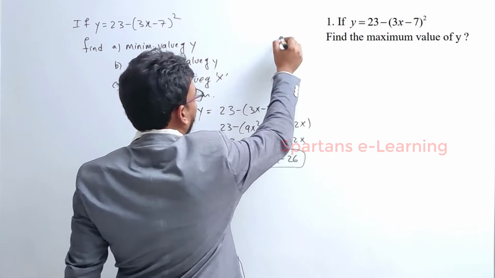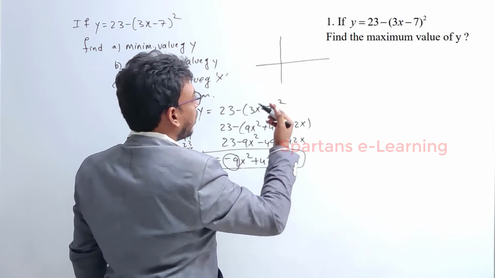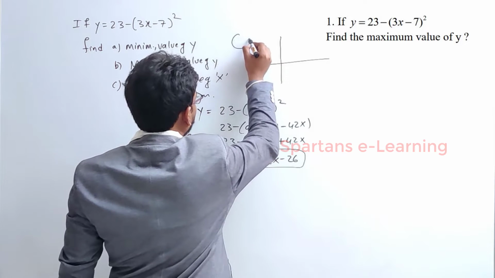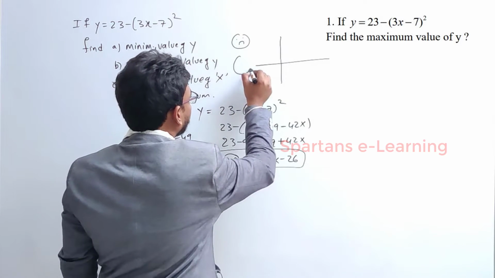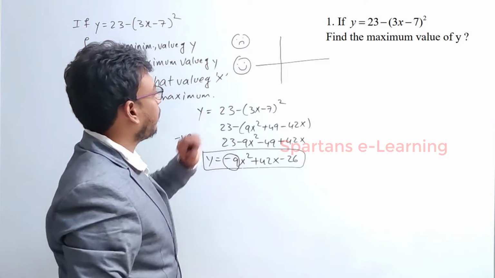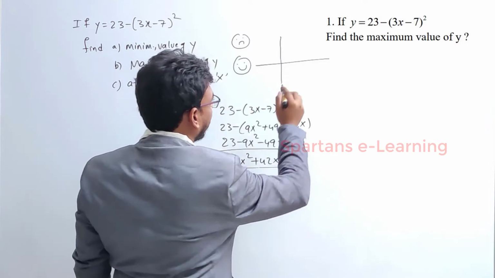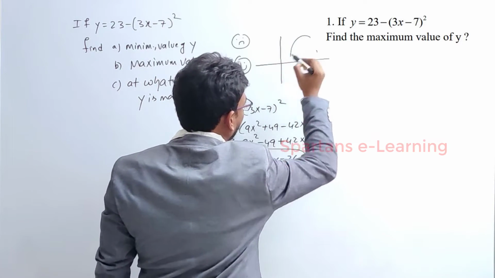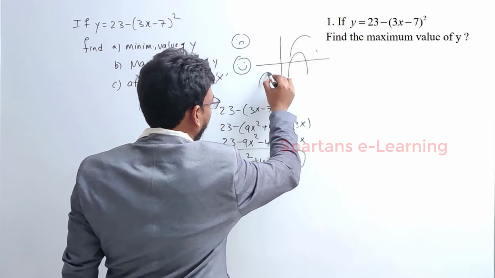So I told you whenever the coefficient of x square, that is a, is negative, your graph will look like a sad smiley, right? If a is positive, your graph will look like a laughing smiley. Now this is a negative number. That means your graph will definitely be bent downwards, right? It can be here, or it can be like this, or it can be like this.